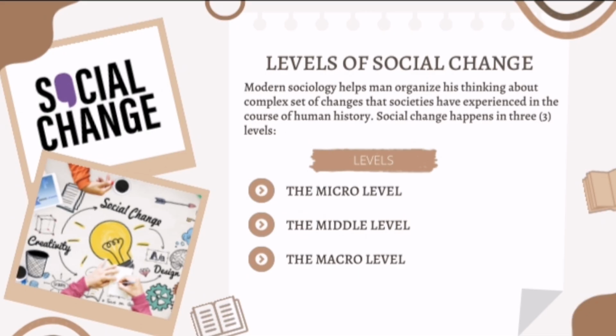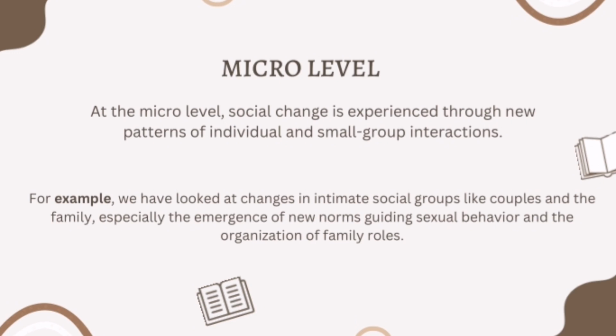Levels of social change. Modern society helps man organize his thinking about the complex set of changes that societies have experienced in the course of human society. Social change happens in three levels. The first one is the micro level, the second one is the middle level, the third one is the macro level. Micro level. At the micro level, social change is experienced through new patterns of individual and small group interactions.